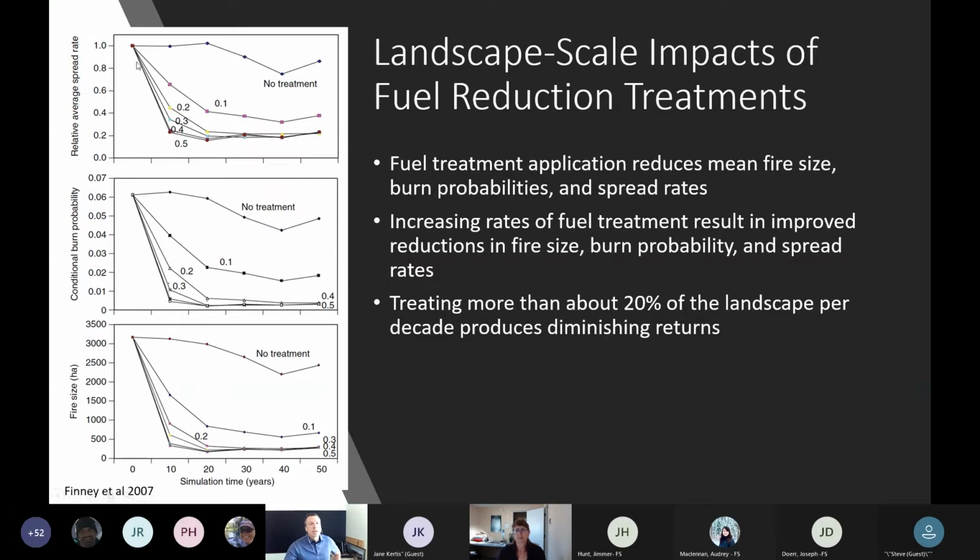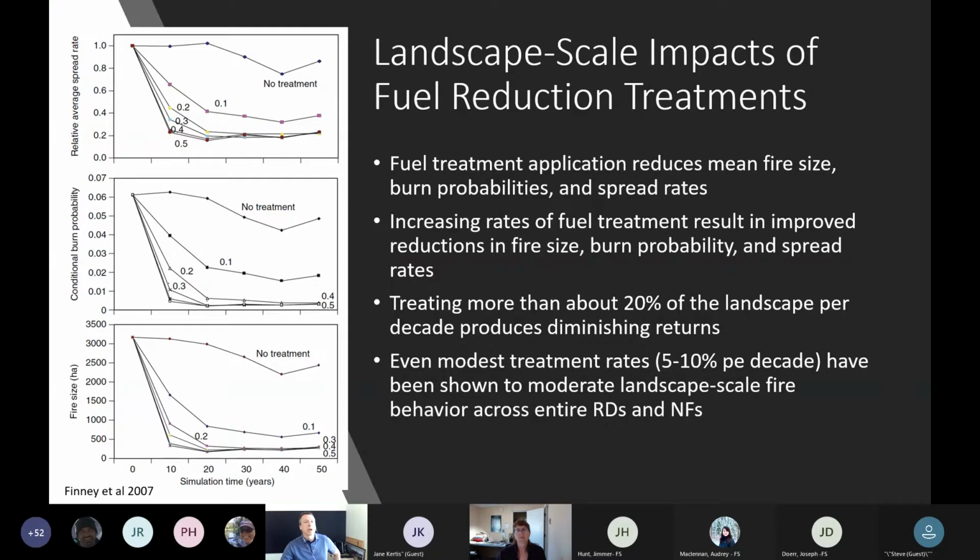But as these figures over on the left suggest, when we start looking at spread rates and burn probabilities and at mean fire sizes, and we start looking at the impact of treating increasing amounts of the landscape, what we see is sort of diminishing returns over time. So the literature basically suggests when we treat more than about 20% of the landscape per decade, which could be a lot of acres in a landscape like the Willamette National Forest, we start to see diminishing returns in terms of impacts on further moderation of fire effects and behavior.